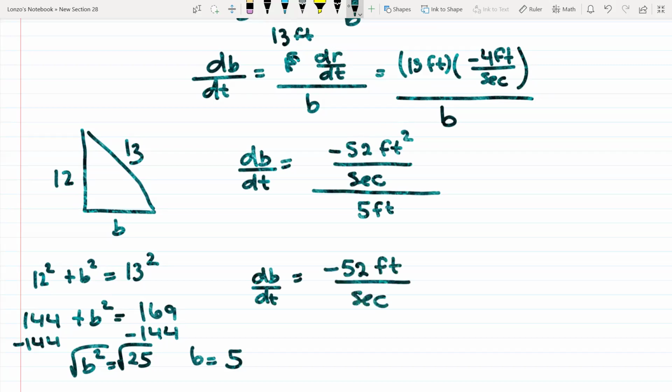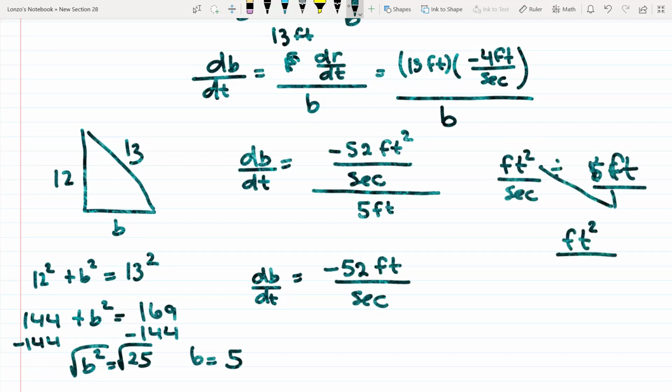So I think what happens is the feet cancels. We have a complex fraction: feet squared per second divided by feet. If I cross multiply, that would be feet squared over second times feet, and as you can see, this cancels this one, so you're left with feet per second.